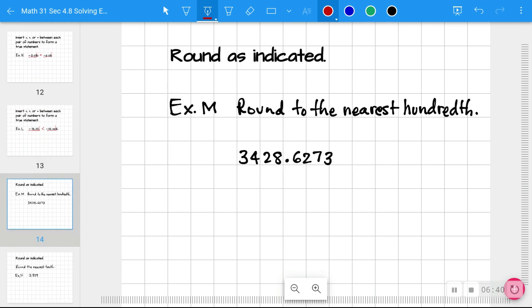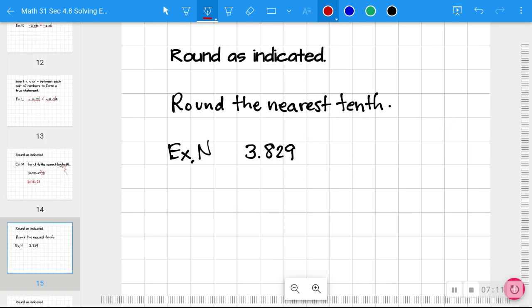All right, we've got some rounding skills here. You're supposed to round in this problem to the nearest hundredth, which is right there. So you're essentially going to write the number up until that point and then decide whether to go with 2 at the last digit or bump it up to 3. And since we have a 7 next door, we will go up a digit. So 3428.63 is the correct rounding.